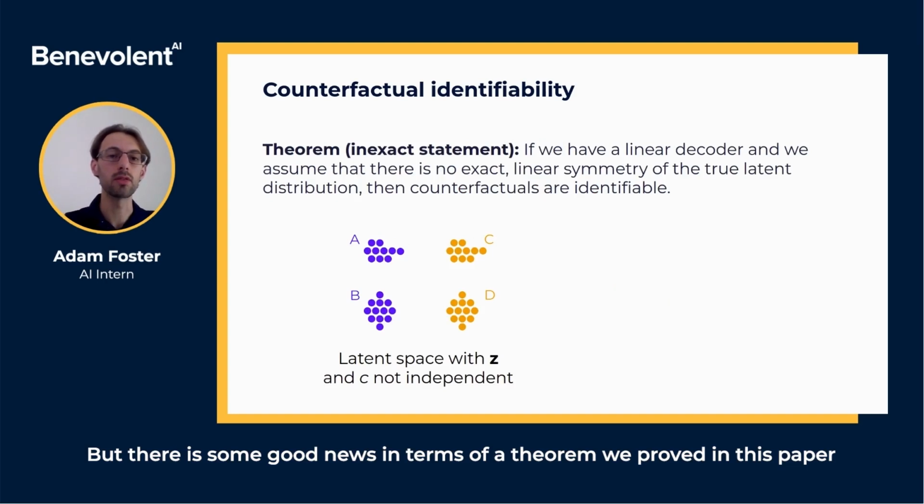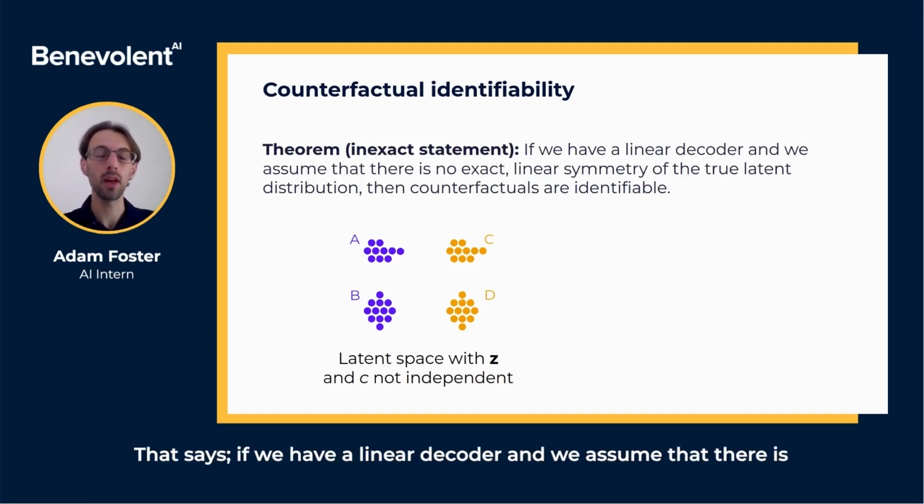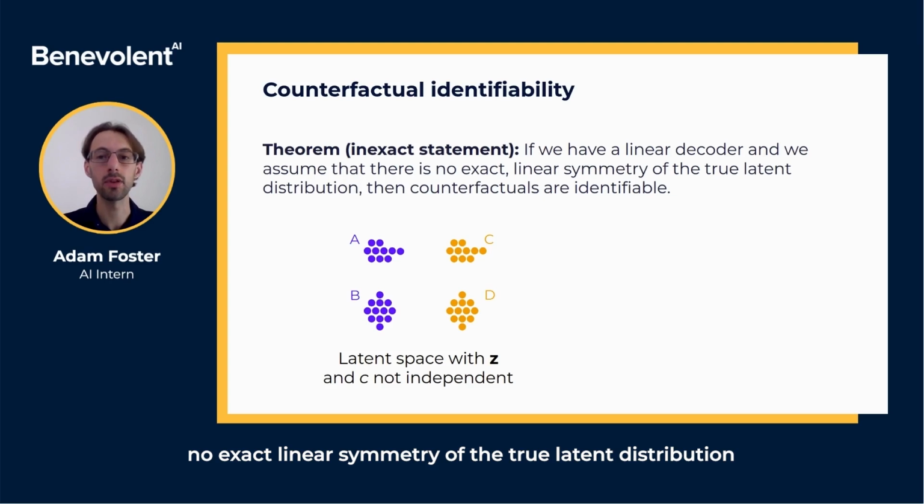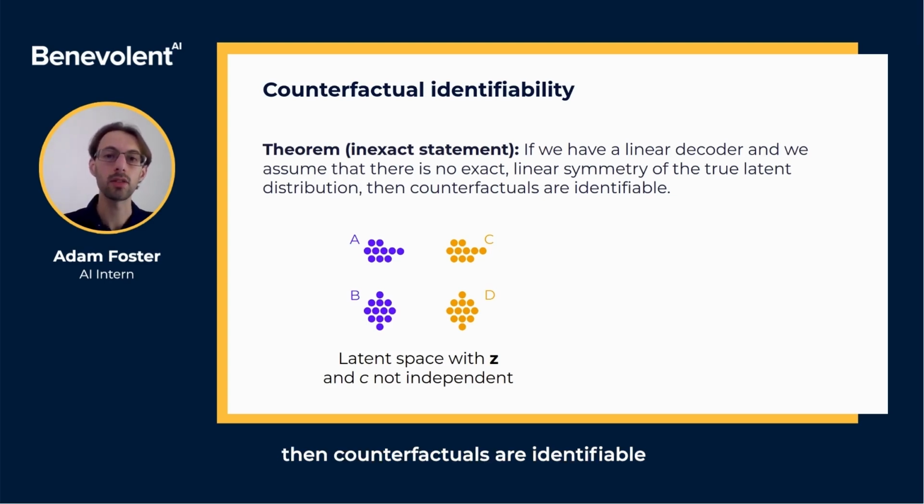But there is some good news in terms of a theorem we proved in this paper. That says, if we have a linear decoder and we assume that there is no exact linear symmetry of the true latent distribution, then counterfactuals are identifiable.